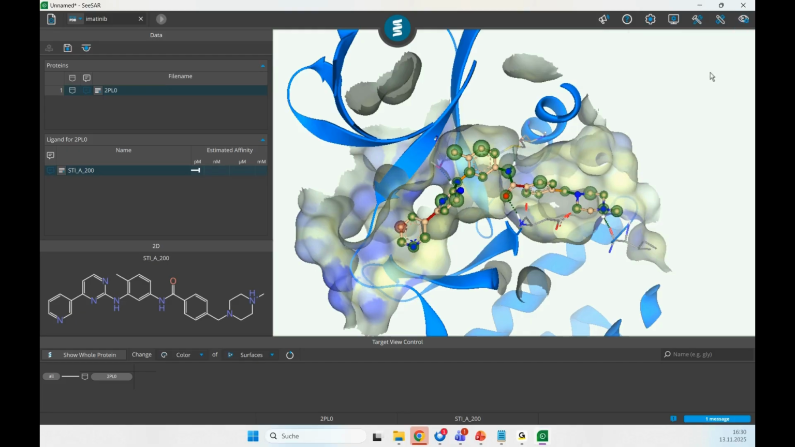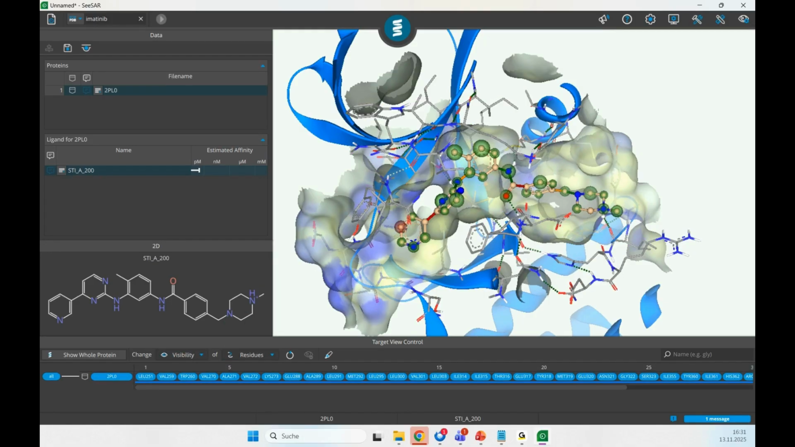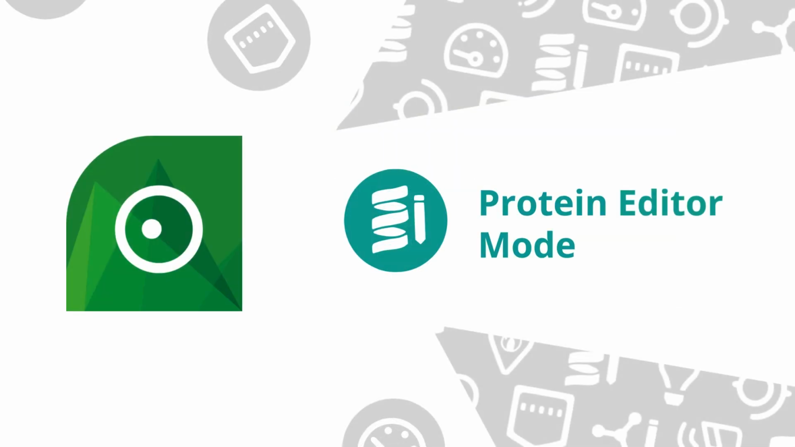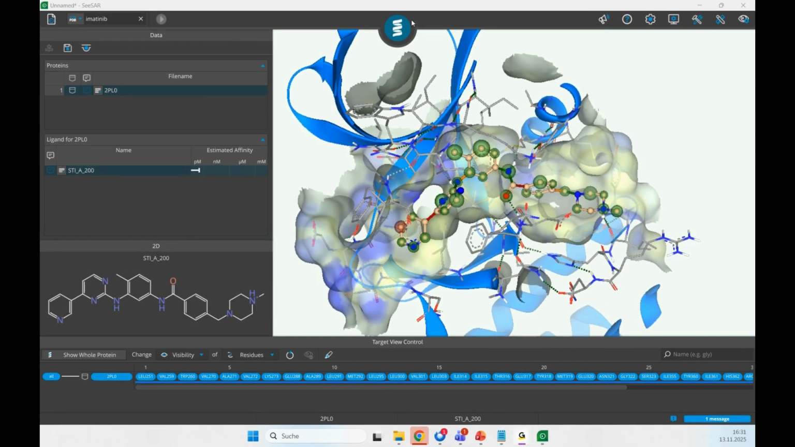So this was the very basic introduction of how to operate SeeSAR before we've done any drug discovery so far. Let me quickly turn on the residues and then dive into SeeSAR's different modes. The very first mode is the protein mode.